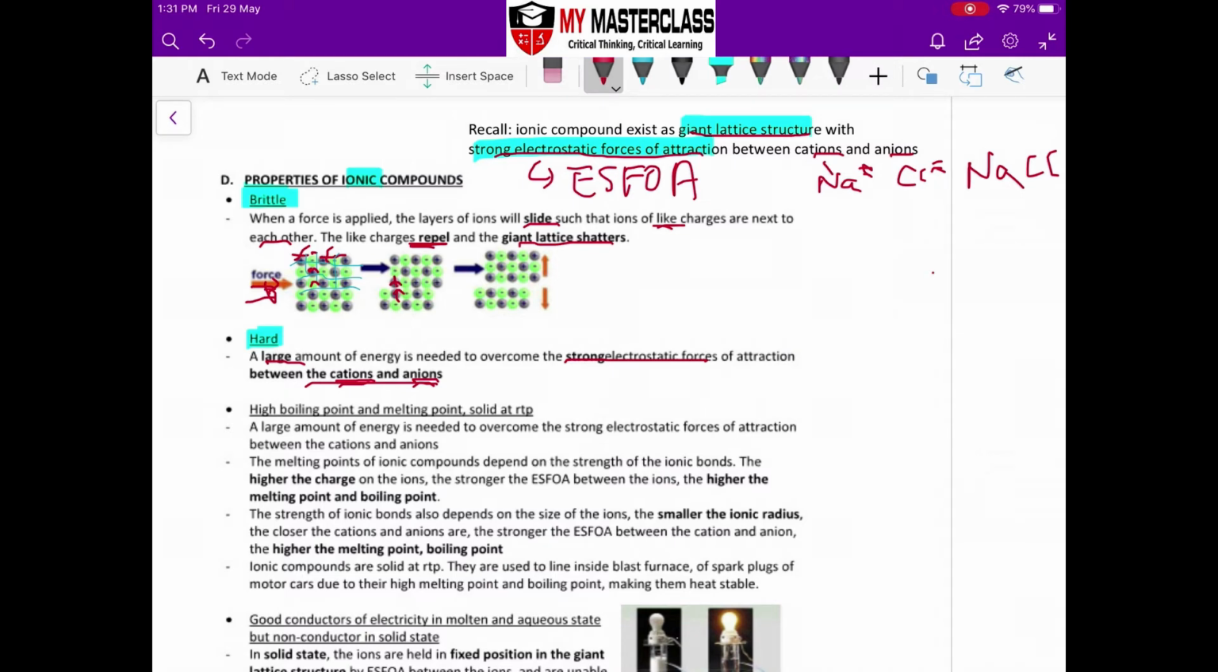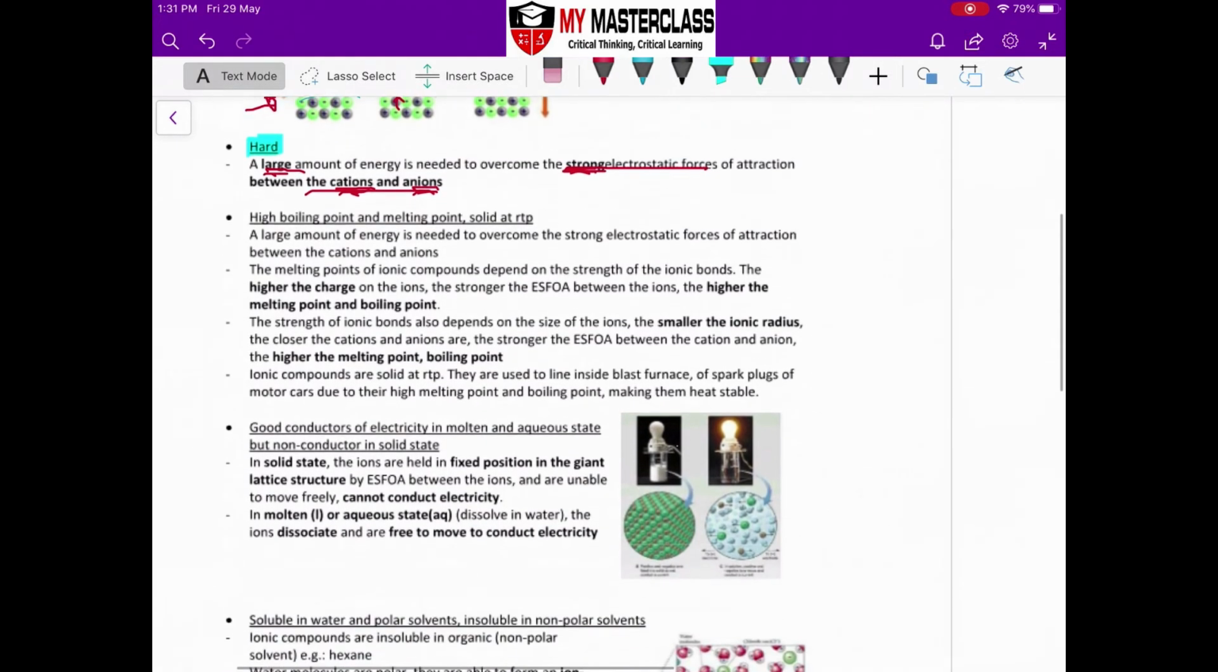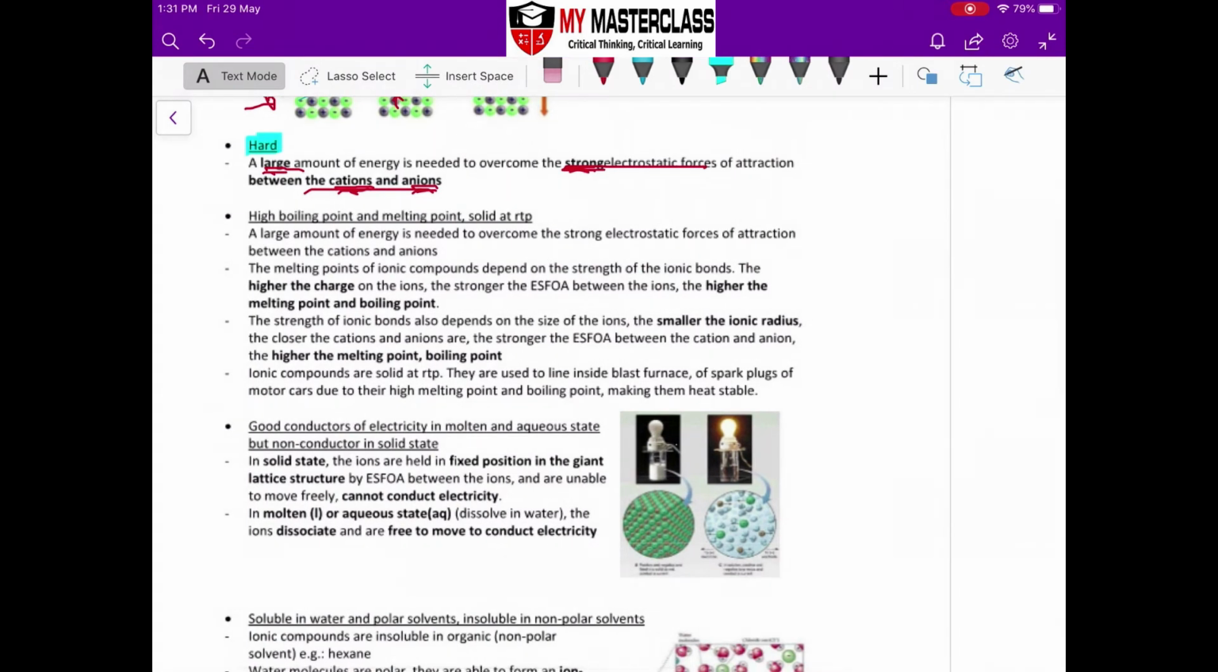Since the electrostatic force is strong, I need more energy to break or overcome these forces of attraction. So a large amount of energy is needed to overcome the strong electrostatic force of attraction between the cations and anions. The next property that we are going to look at is the melting point and boiling point. Ionic compounds have a high melting point and high boiling point, and these correlate to them being solid at room temperature.